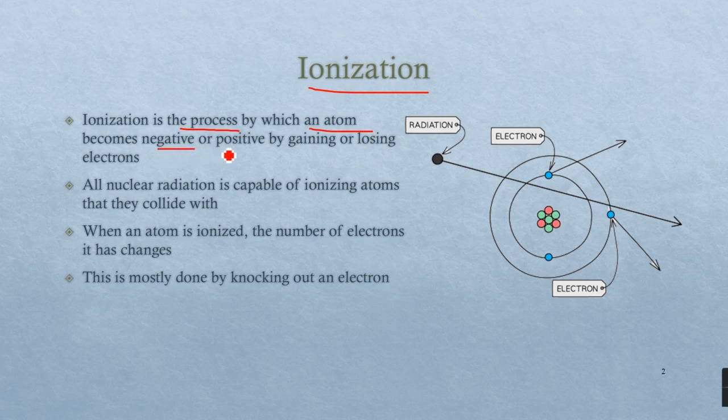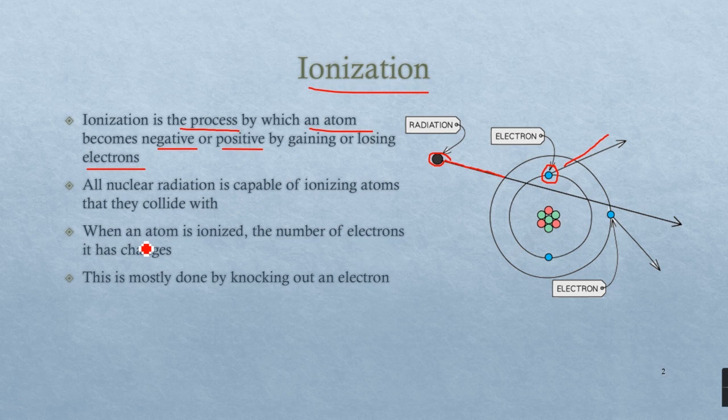and become negative or positive by gaining or losing electrons. This can happen when you have a radiation particle or ray passing next to an atom of another isotope, and then it can collide with their electron and then move it away from its energy shell where it's deflected, and then by that the atom will lose some electrons and then it will be positively charged and become ionized.